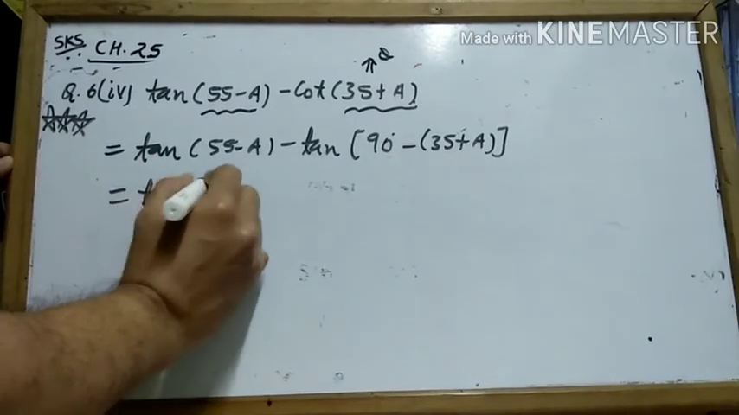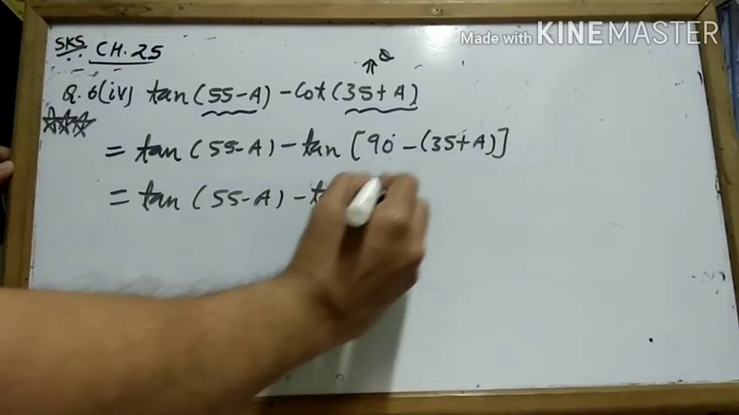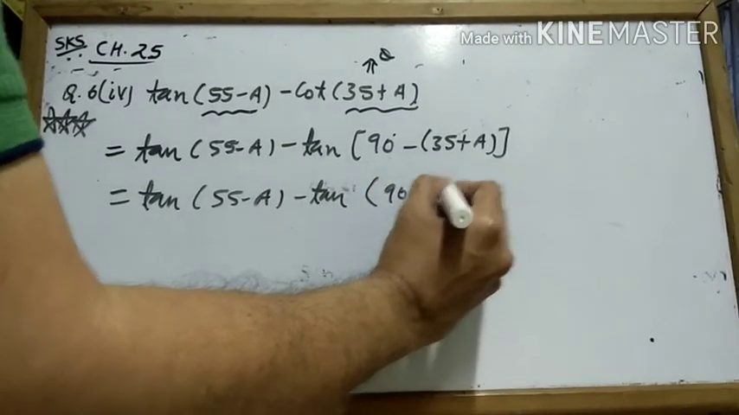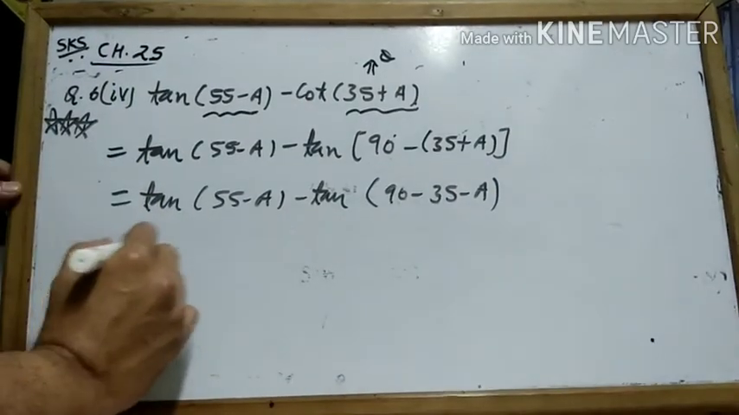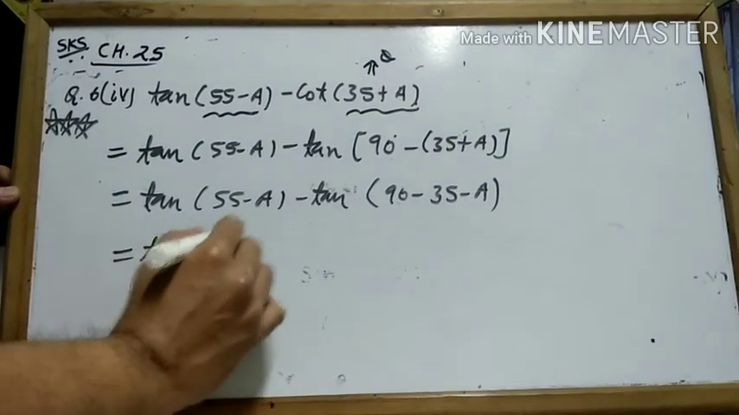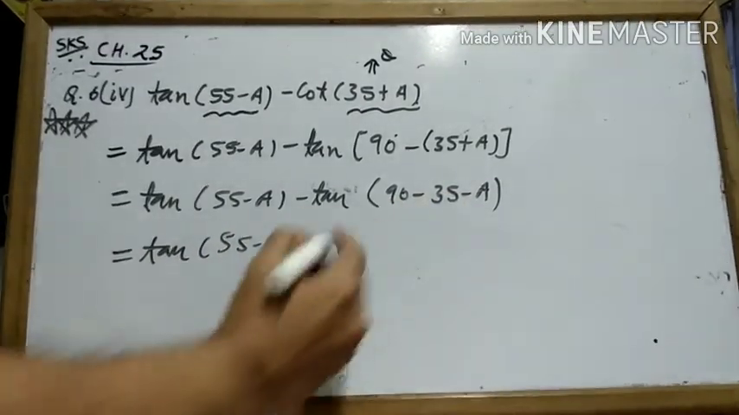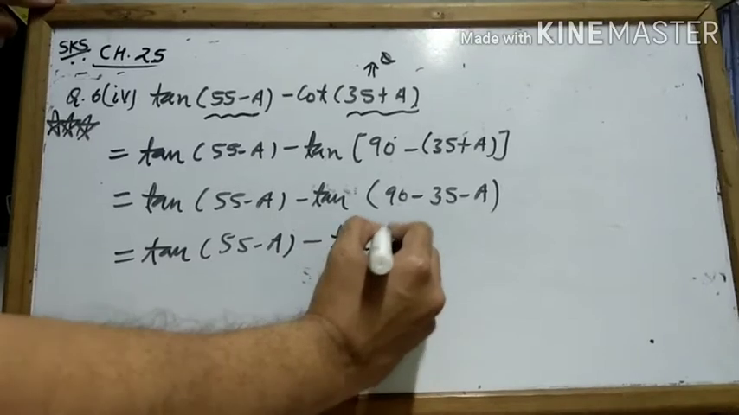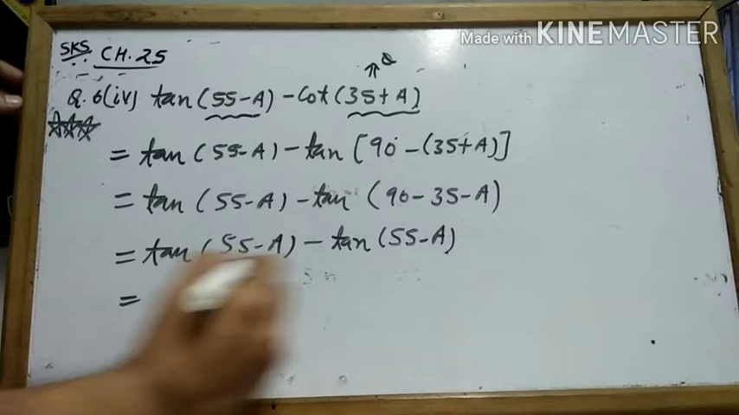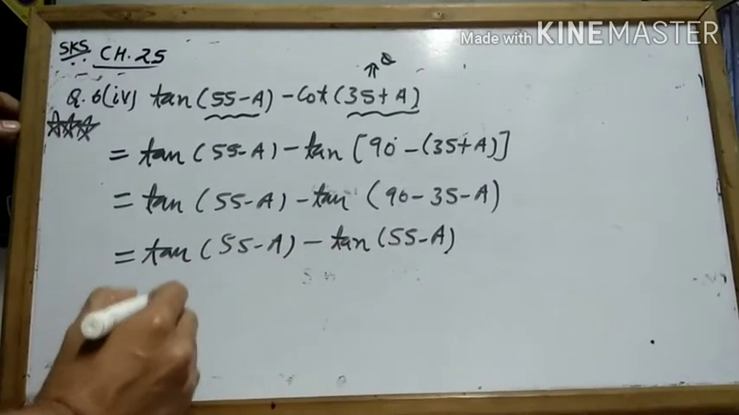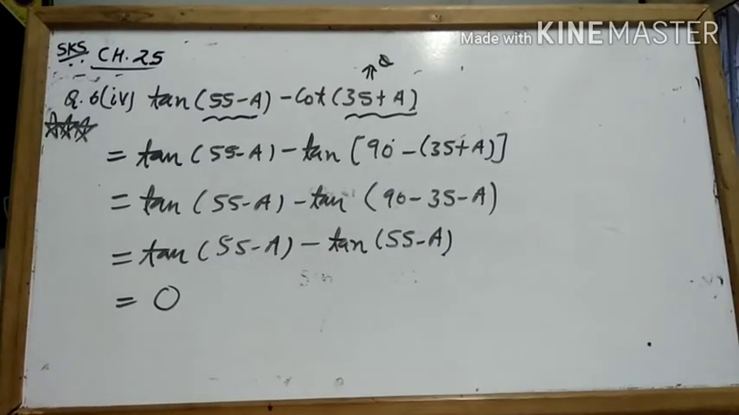This becomes tan 55 minus a, minus 10, 90 minus 35 minus a. What will happen here is, first term remains as it is till now. See the second term, 90 minus 35 is 55. So tan 55 minus a. Any number subtracted from itself, answer is 0. So final answer of this particular question is 0.